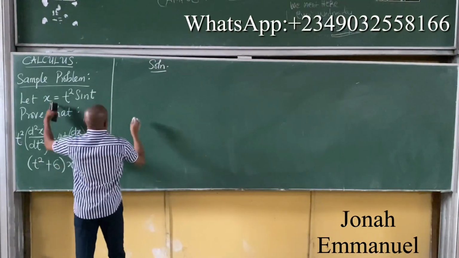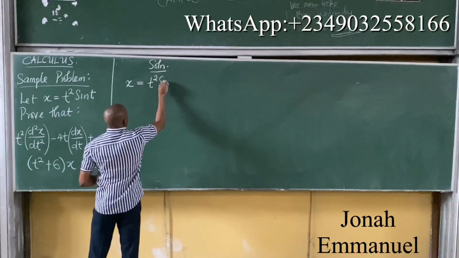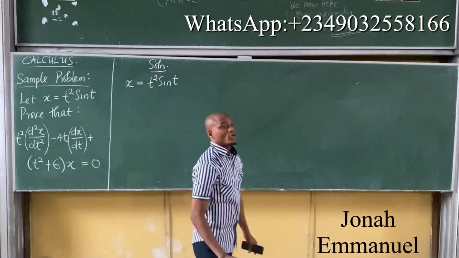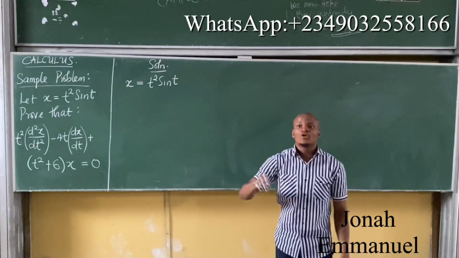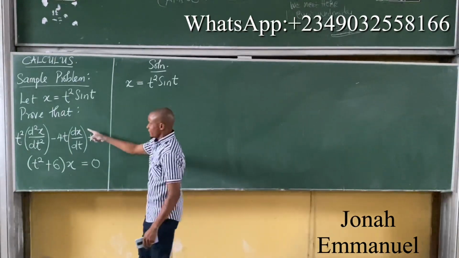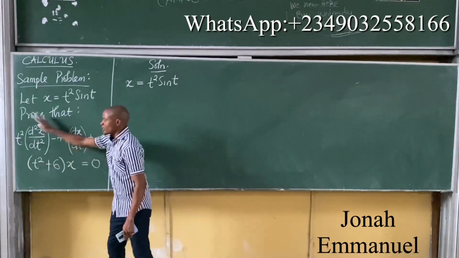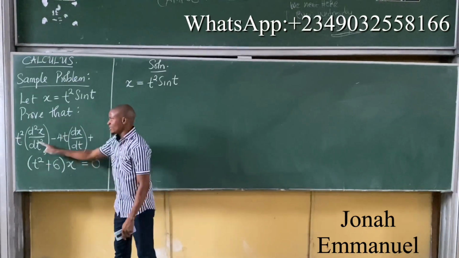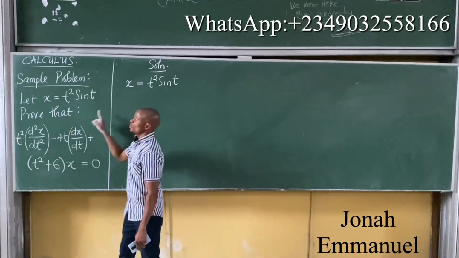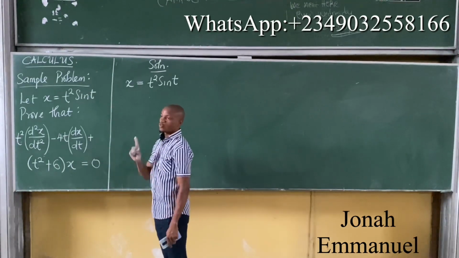Your first task is to write out the given function, that x is equal to t squared sine t. That's your first task. So what next? Next up, look out for the highest differential. This one here is the first differential, which means I have to get dx/dt. But in this equation, my highest differential is d squared x over dt squared. That means I will have to differentiate twice. So first things first, let's differentiate once.